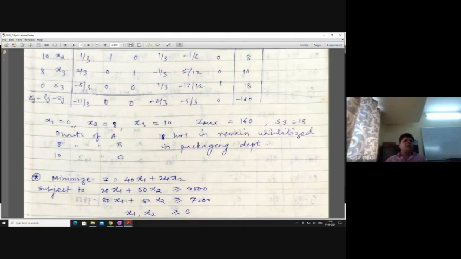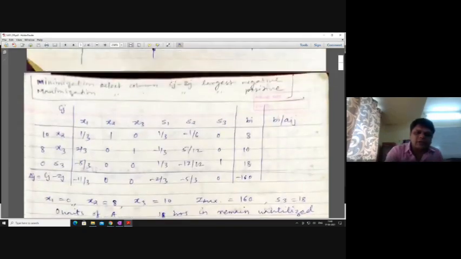Okay. Now we have seen that whenever less than or equal to type constraints are there, we are adding slack variables. Now, if at all greater than or equal to type of constraints are there, then you have to add surplus variables. Adding surplus variables means adding negative slack variables. And then if at all surplus variable is added, then along with surplus variable, you have to add artificial variable as well. Why? I will tell you. Now you just focus on this first table.